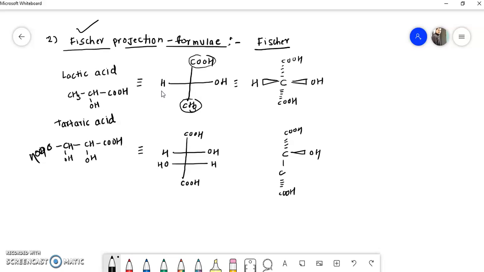So OH, H, H, and here OH. Okay, so this is wedge line.